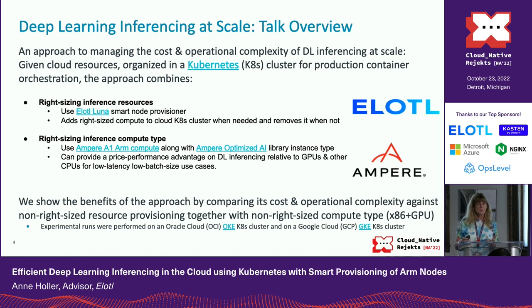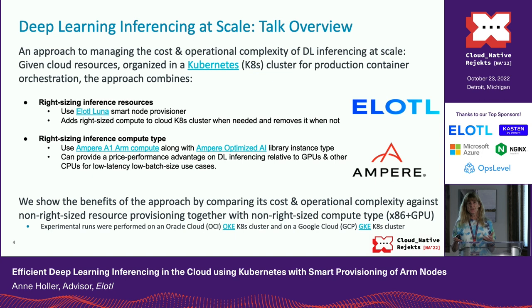For right-sizing the inference resources, we use Elotl Luna Smart Node Provisioner, which adds right-size compute to the cloud Kubernetes cluster when needed and removes it when not. For right-sizing the inference compute type, we use the Ampere A1 Arm compute with the Ampere Optimized AI library. This combination provides a good price performance advantage for DL relative to GPU and even other CPU systems for low latency, low batch size use cases.